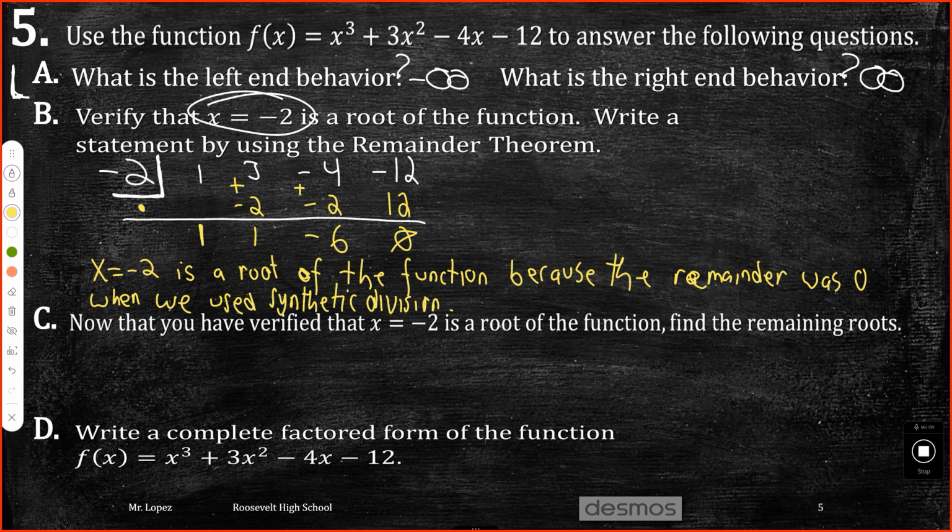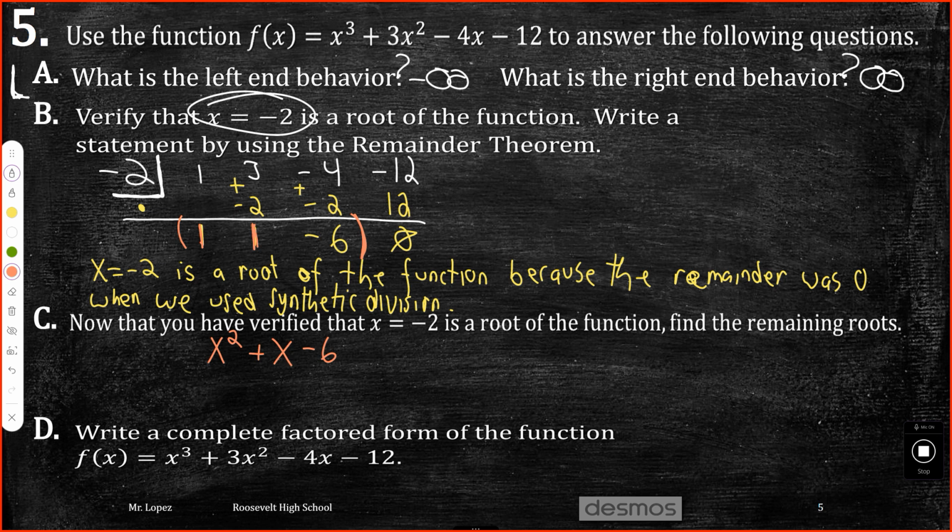Okay, now part C. Now that you have verified that x equal negative 2 is a root of the function, find the remaining roots. Aren't the remaining roots going to be found right here in this one? Yes or no? So what power is this going to be? I'm going to write it down here: 1x squared, plus 1x, and then minus 6.